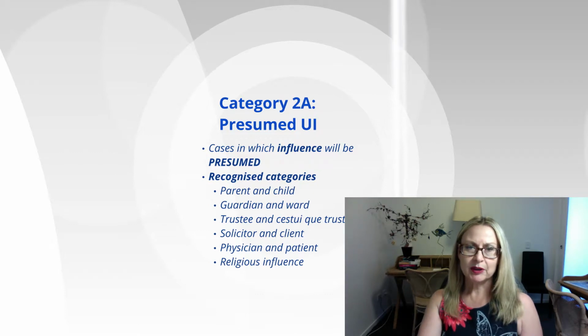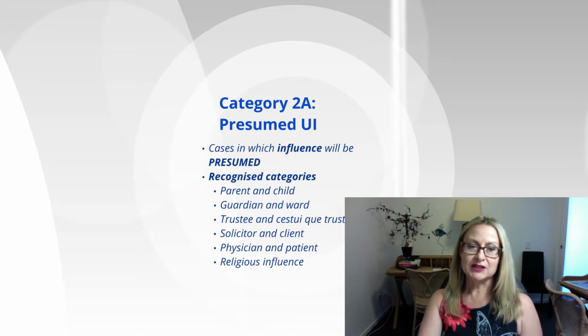Category 2A is probably the easiest kind of case for a plaintiff to mount because they get the benefit of a couple of presumptions. Firstly, once they show that the relationship falls within this list of recognised relationships of influence, then the plaintiff doesn't actually have to go ahead and prove that there was actually a relationship of trust and confidence inherent in that relationship. Okay, so it saves them a little bit of work there.